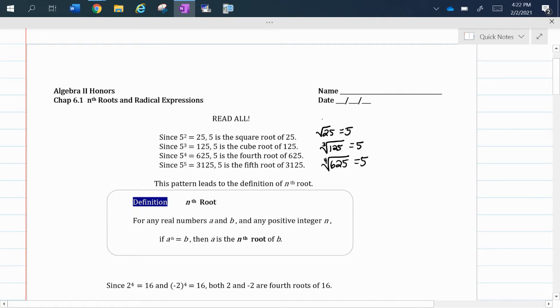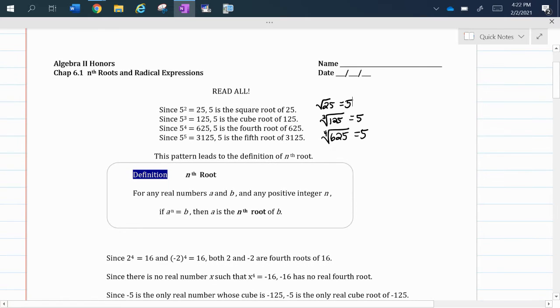So you notice when we're talking about a square root, there's no little number here. But if we're talking about anything higher than that, then we have to indicate what nth root we're talking about. So then comes the pattern.